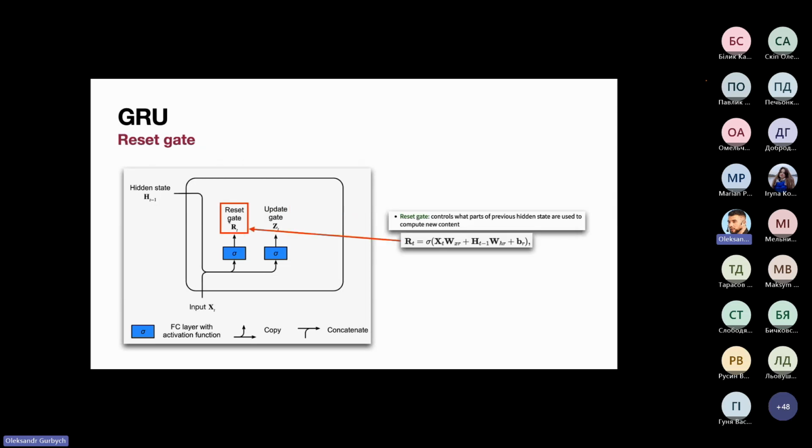Your reset gate controls what parts of previous hidden state are used to compute new content. Again, WXR and WHR are additional sets of weights as well as BR. Again, you reuse your inputs XT, you multiply XT by this set of new weights, you add your hidden state multiplied by new weights plus B.